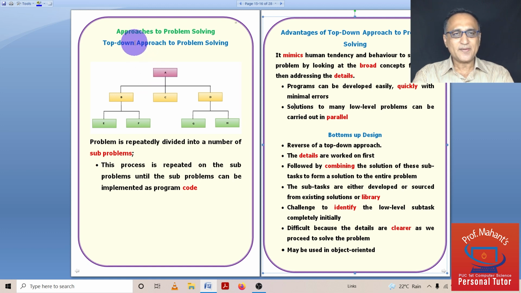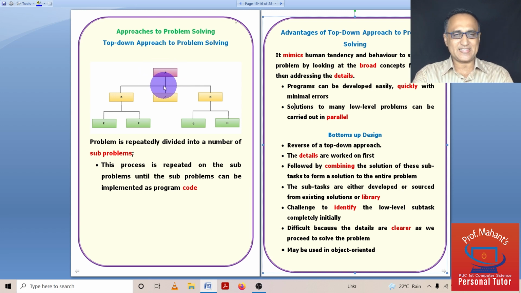So similarly, there are a number of approaches to problem solving. The two common approaches are top down and bottoms up design. Top down means you get the requirement or the problem at hand, then you break down the problem into a number of smaller parts, find the solution to the smaller parts, and combine the solutions so that it gives you the solution of the entire system.